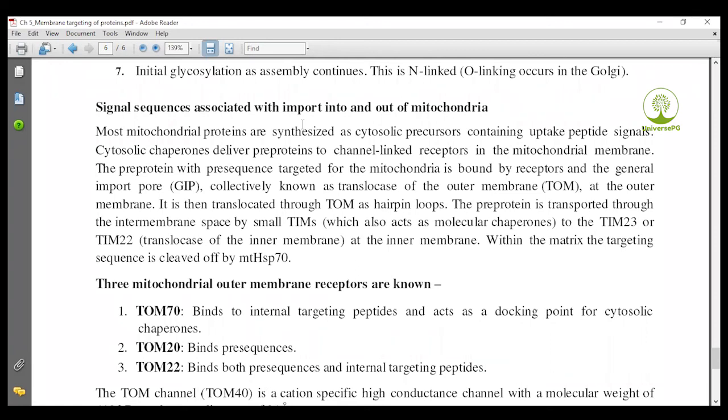List the signal sequences that are associated with import into or out of mitochondria. You just read only 5 to 6 signal sequence names. I will give this question in your semester final exam: list some signal sequences, or write down the signal sequences associated with into and out of mitochondria.